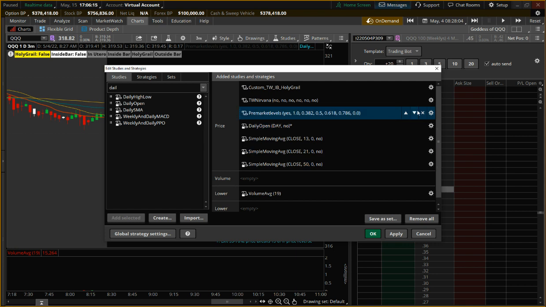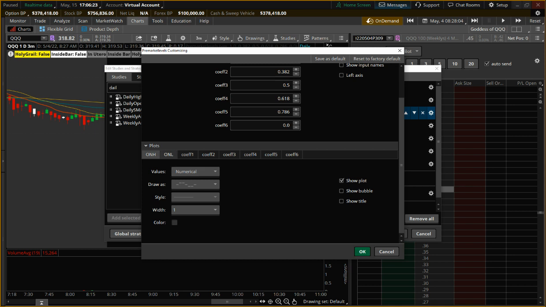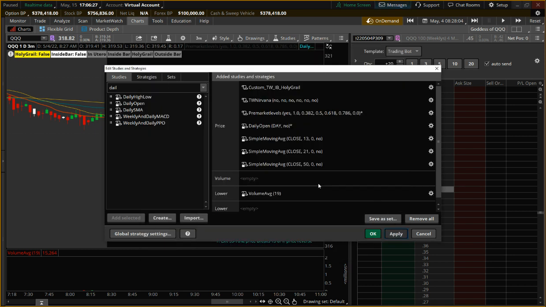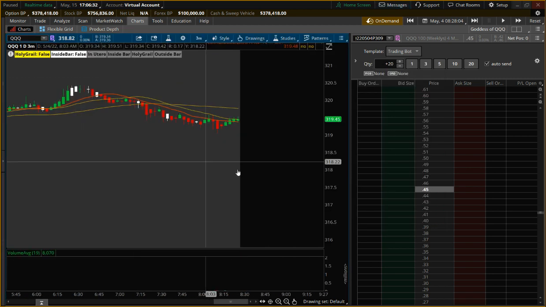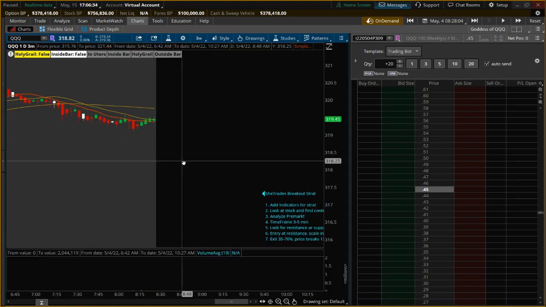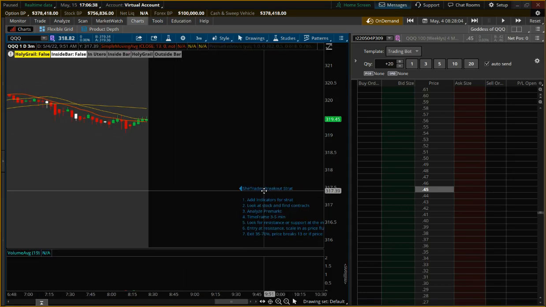I have the pre-market indicator. If you do not have it, you can just go to the pre-market and plot your pre-market high and your pre-market low. And I have the volume on here, and that's it. So that's step one, adding the indicators for this breakout strategy.